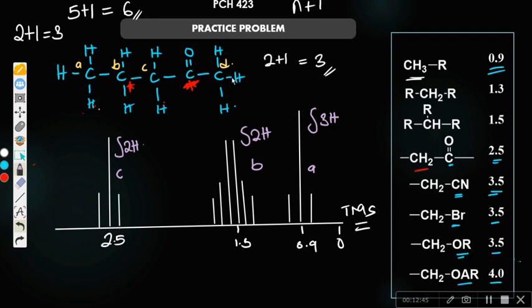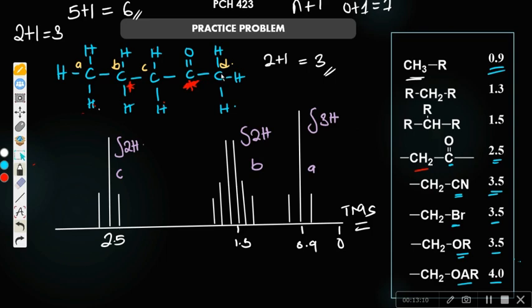Are you getting it? Now, if you look at this one, the neighboring carbon, does it have any hydrogen? No. So our N is 0. 0 plus 1 will give us 1. So what does this mean? We are talking about carbon D. The neighboring carbon here does not have any proton. Are you getting it? So our N is 0 plus 1, making it 1. So it's going to be a singlet.